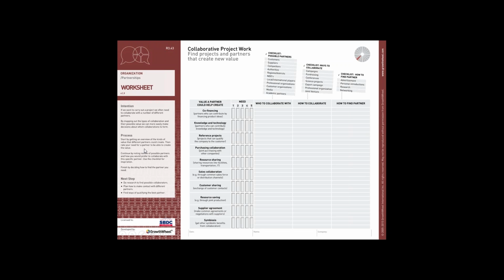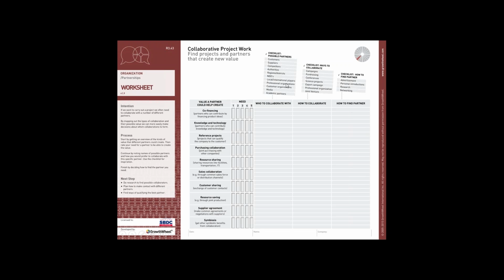So we've gotten an overview of the kinds of value that the different partners can create by using this tool or checklist. And then you need to really overall start rating what's the value overall to us, what's the priority, because you can't do everything. So what's the highest priority for you? You want to continue noting names of possible partners, and this might be a place where you capture that, and how you prefer to collaborate with each specific partner. And then do research to find more possible collaborators.